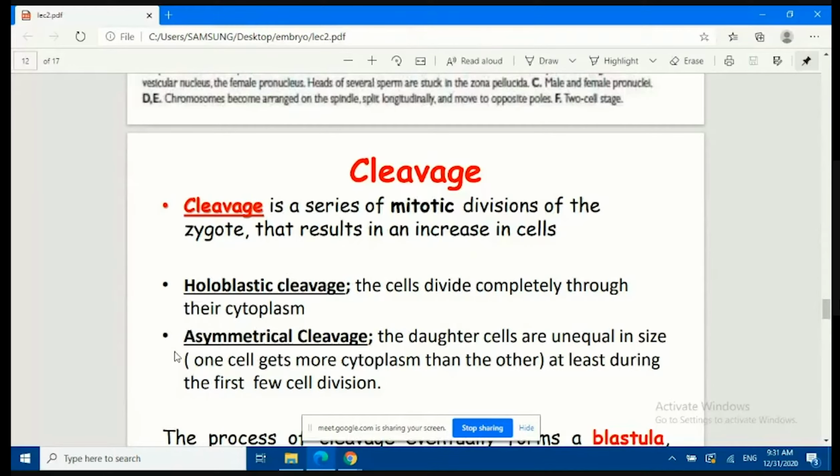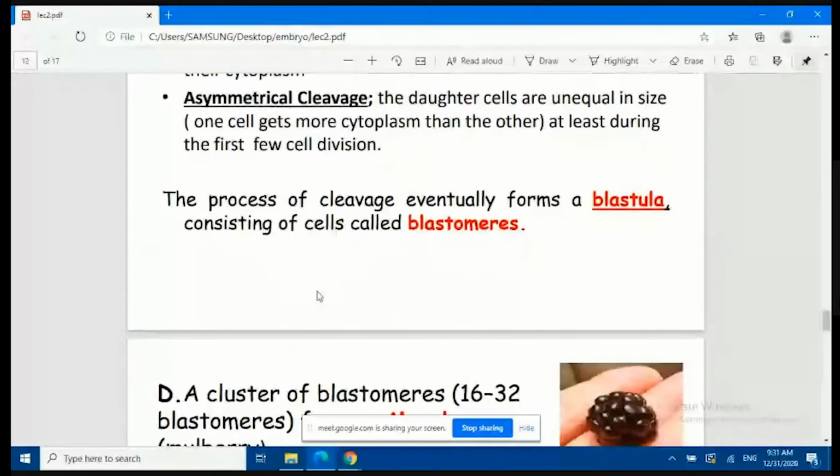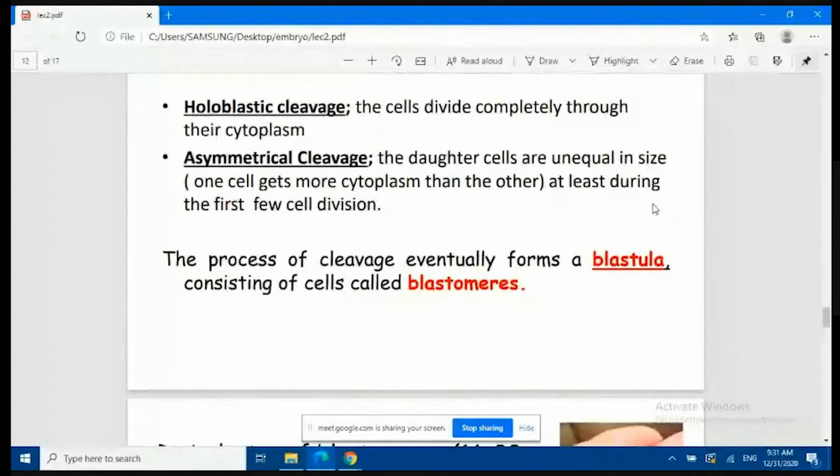Okay, so the process of the cleavage will give rise to a structure we call blastula. The divisions will continue through 2, 4, 8, 16. We will have a structure we call blastula, and the cells inside the blastula, the cells that divided, we will call blastomeres. I left this as blanks as you see, so that you focus on it.